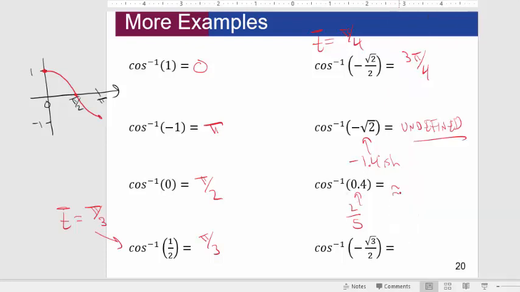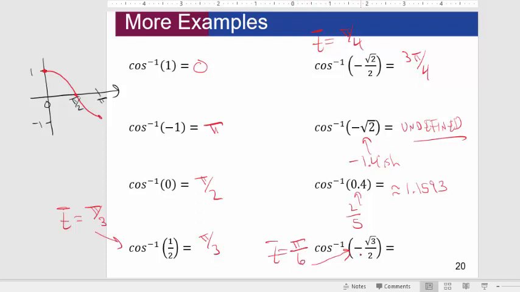So this is approximately 1.1593, and that makes sense because pi over 2 is like 1.57-ish, right? And then inverse cosine of negative square root of 3 over 2, well, again, I have to find my reference angle. My reference angle for a half was pi over 3. My reference angle for radical 3 over 2 is going to be pi over 6.